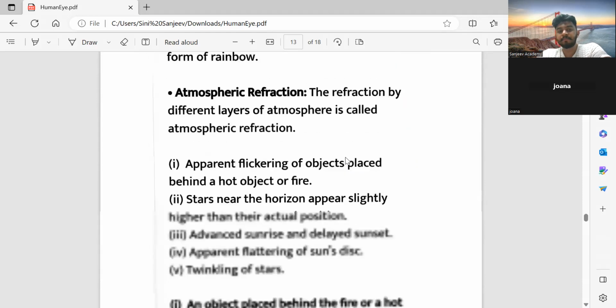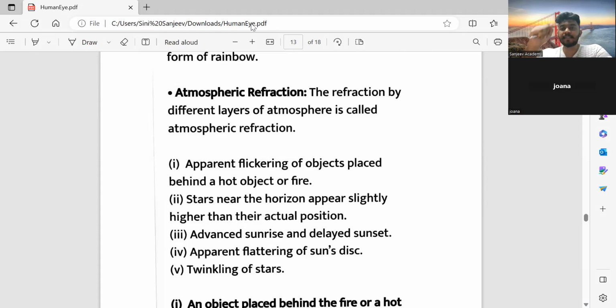Atmospheric refraction. Okay, so we know that in our atmosphere, there are different layers, right? Stratosphere, correct? A lot of spheres are there. Then the ozone layer is one sphere. Yes or no, correct? So what is atmospheric refraction? The name itself has the answer. The refraction by different layers of atmosphere. So when the light enters each layer, there will be a refraction. Refraction means what? Moving from the original angle of incidence. A slight deviation will be there from the original angle of incidence.